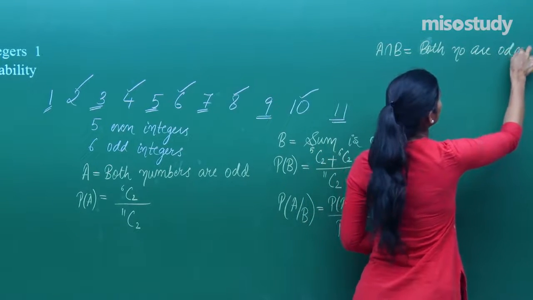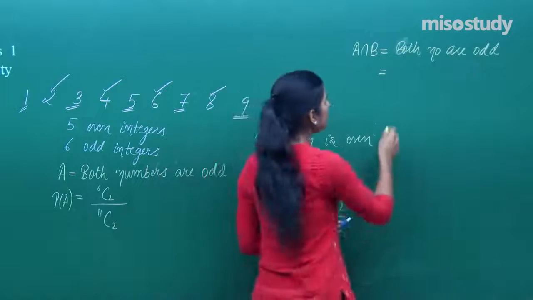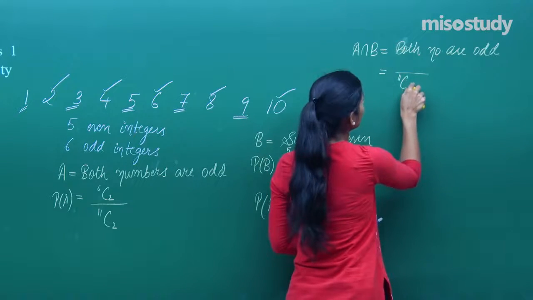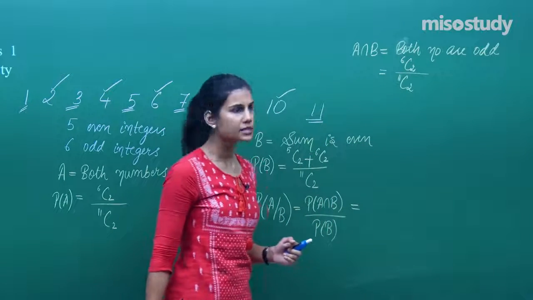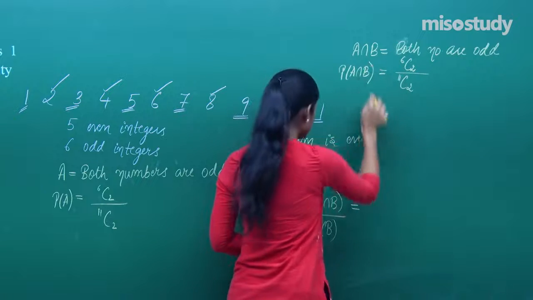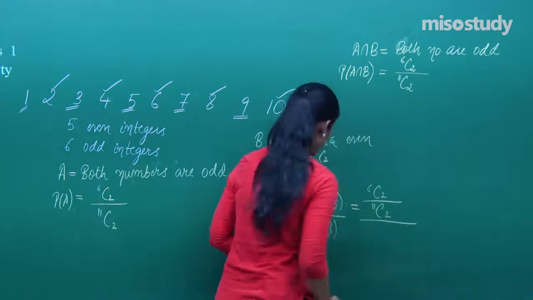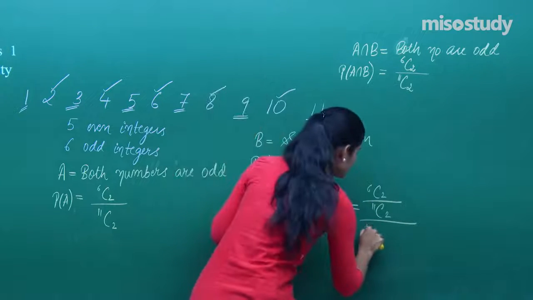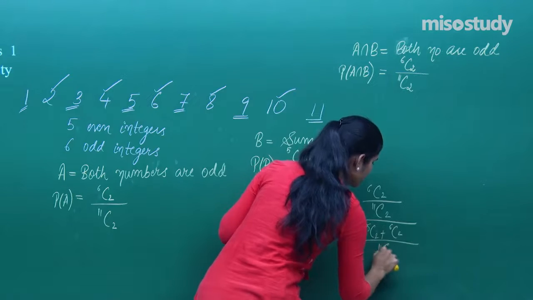are odd. Two odd numbers can be selected out of these 11 integers in how many ways? Total number of ways of selecting two numbers is 11C2. Out of that, two odd integers can be chosen in 6C2 ways. So this is the probability of A intersection B. It is 6C2 upon 11C2 upon probability of event B, which is 5C2 plus 6C2 upon 11C2.